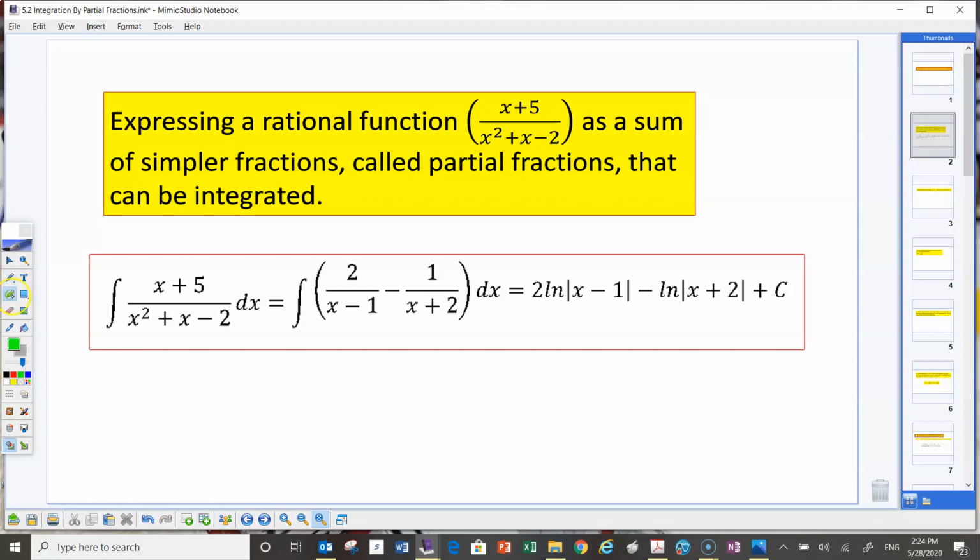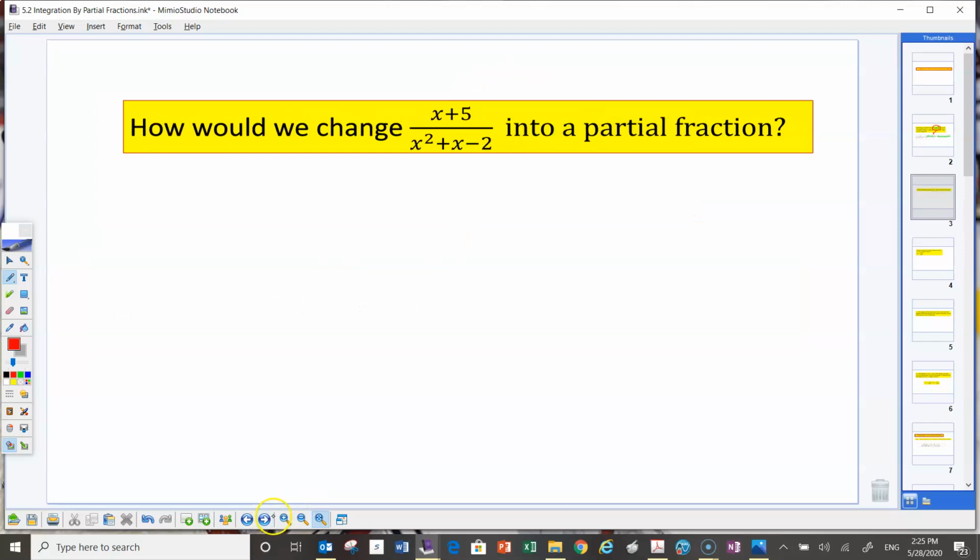So looking at this question, we had this rational function right here. It was broken up into these two partial fractions, and then we integrated each of those parts to get our final answer. The key is being able to go from here to here. So we're going to spend the first part of 5.2 just on converting a rational to partial fractions.